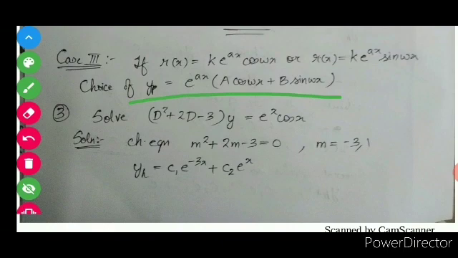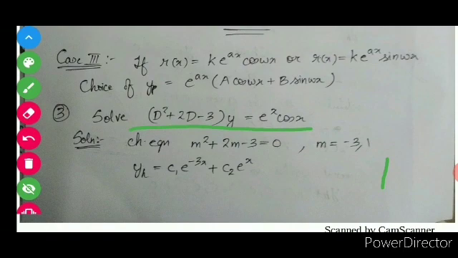Okay, so I'll illustrate that with the help of an example. Look at this question: (D² + 2D − 3) operating on y is equal to e^x cos x. This is actually y'' + 2y' − 3y = e^x cos x.